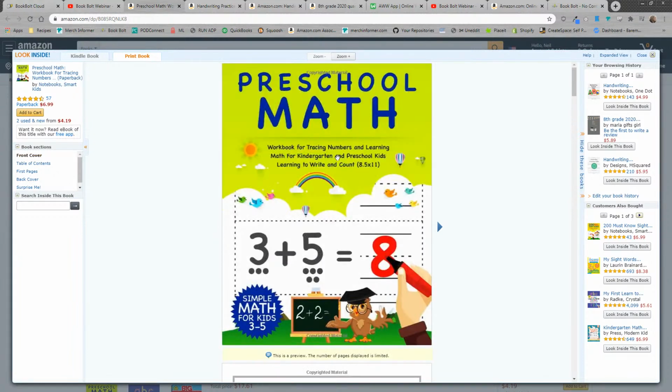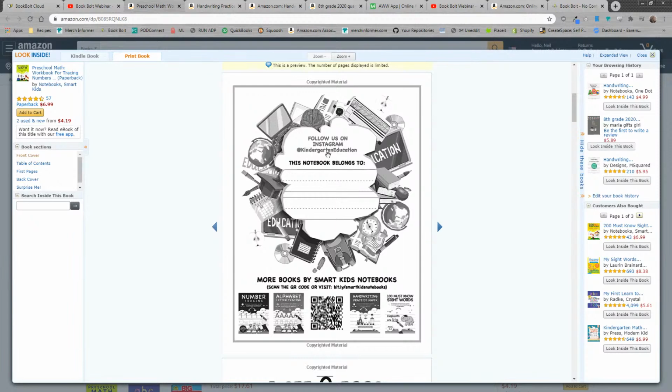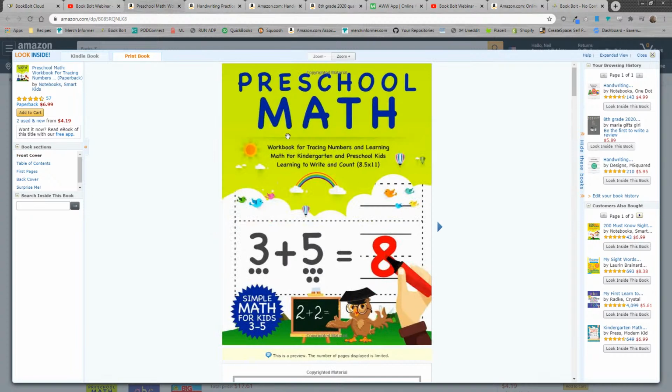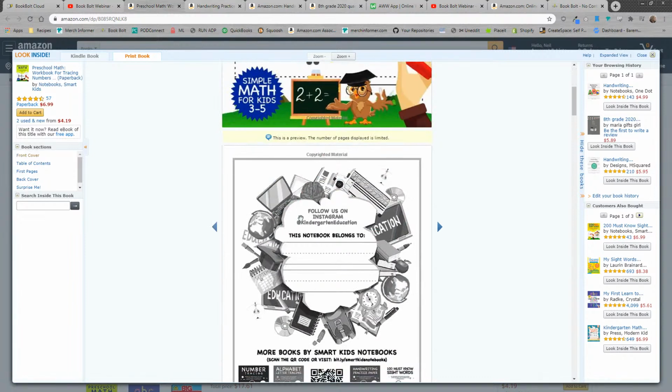Okay, so when people buy this book, they open it up to the first page and they see this. Now, parents are going to see this, right? Because parents are going to open up the book and they're going to say, hey, follow us on Instagram. They're building a brand that they can retarget these customers for math books. They can retarget them for other books like handwriting books that we opened here. So this is a big deal right here.